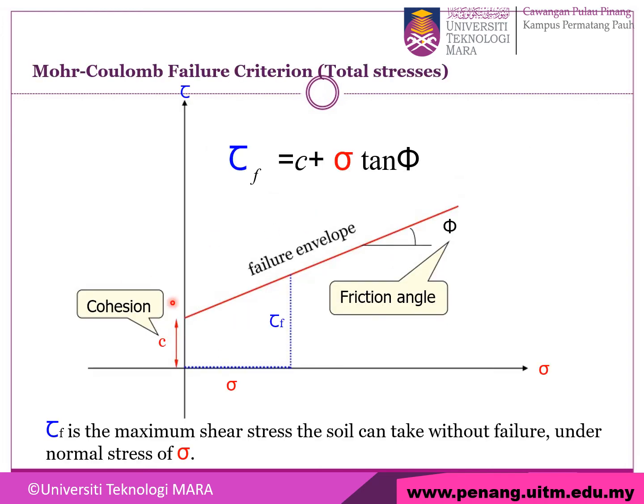Alright guys, look at this. This is the Mohr-Coulomb failure criterion for total stresses. This axis is shear stress, this one is normal stress. Here you have the cohesion, the friction angle, and the failure envelope. Shear strength is equal to C plus stress tangent phi. C is cohesion, stress is normal stress, and phi is the friction angle.